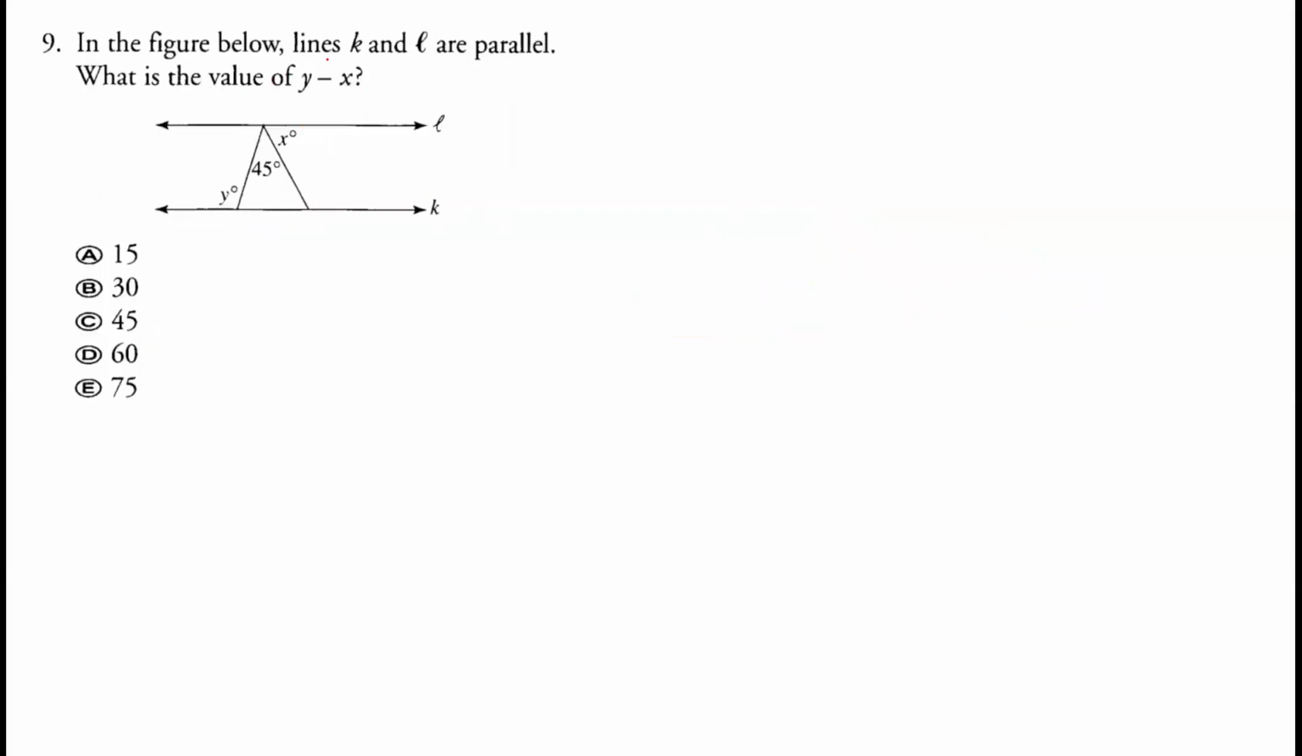Now in the figure below, lines K and L are parallel. What is the value of y minus x? So these two lines are parallel, we have been told. So if we have parallel lines, if this angle is x, then this angle will also be x. Or if this is y, then this will be y as well. Now we have a straight line over here, so this angle would be 180 minus y.